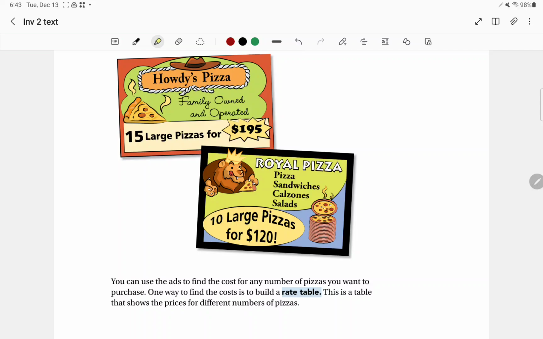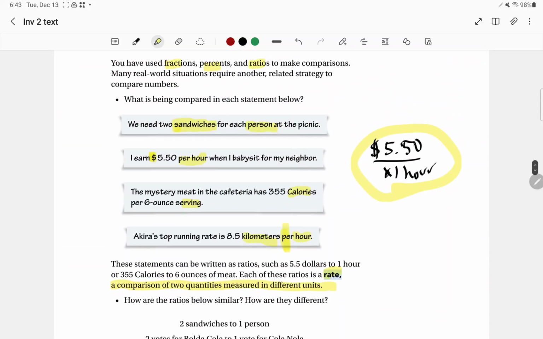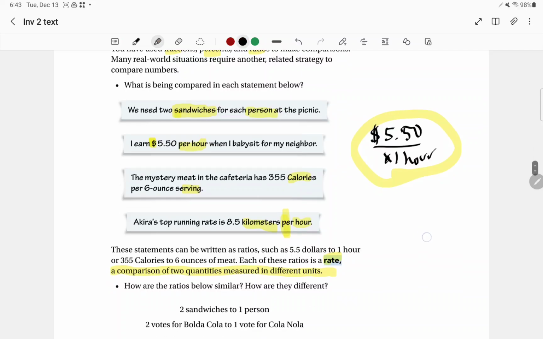And we're going to use these ads to answer a lot of questions, and we're going to create these things called rate tables. Now, I know you've done rate tables in the past, but this is essentially what a rate table would look like. You would compare those 2 quantities. So let's say we would take this $5.50 per hour, and you would create a table of those 2 quantities. You can do vertical rate tables or horizontal rate tables. I usually prefer to do horizontal. So you compare dollars to hours, right? So after 1 hour, you make $5.50.